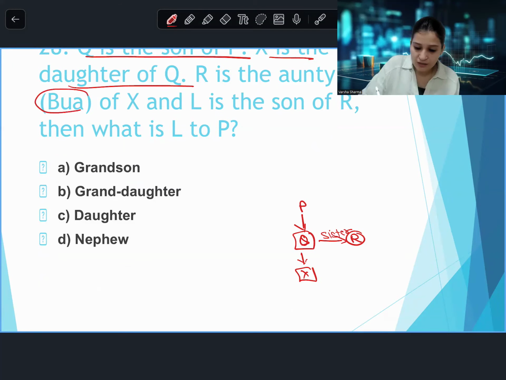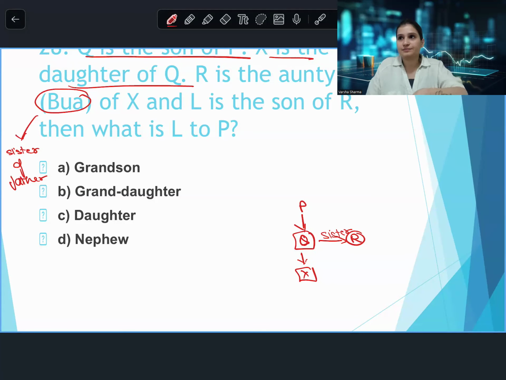See, this word Bua, for someone who doesn't understand, means sister of father. It's a Hindi word. If someone doesn't understand Hindi, Bua means sister of the father. Okay? Since Q was the father, R will be the sister of Q. Is that okay?